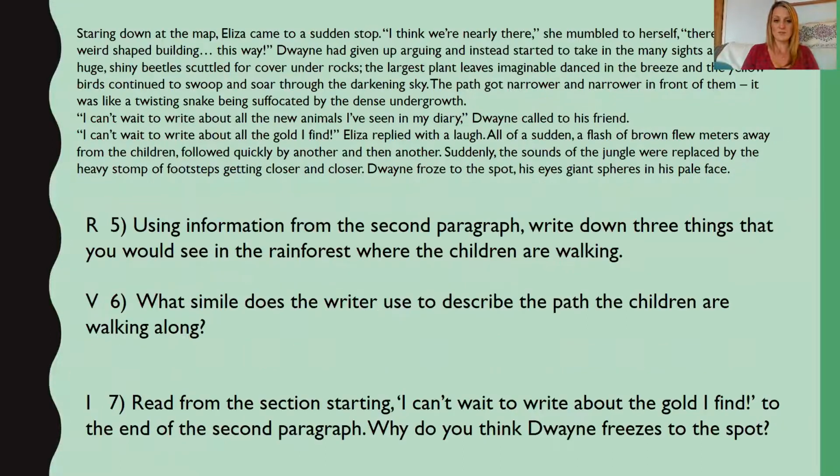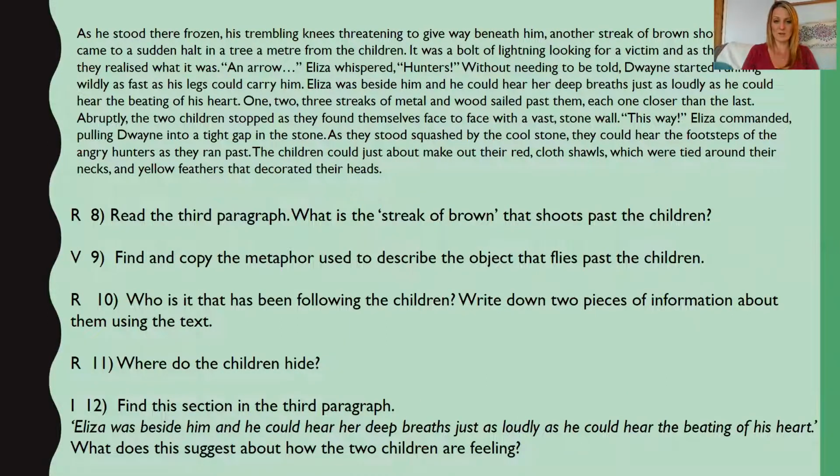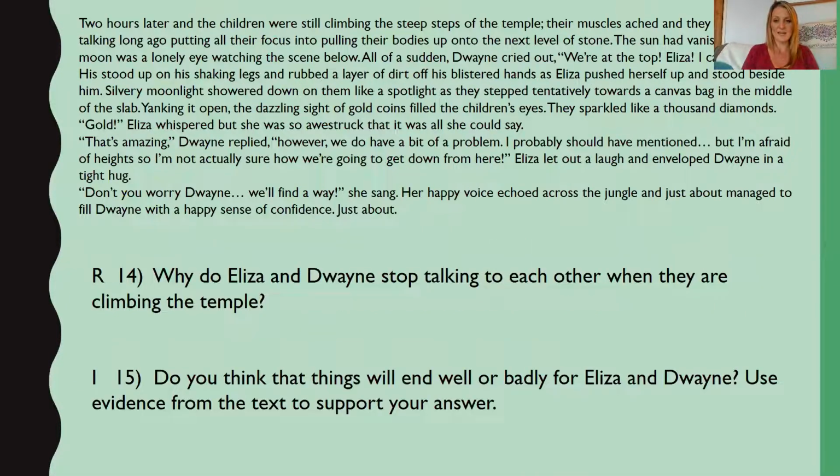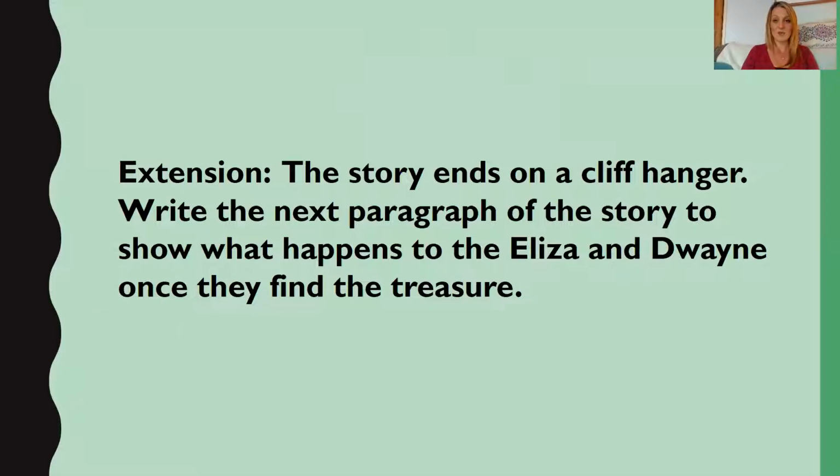Okay, so in the rest of this video, you can see there are the sections of the text and questions. And then at the end, there is an extension question if you want to do that. It says the story ends on a cliffhanger. Write the next paragraph of the story to show what happens to Eliza and Dwayne once they find the treasure. So a nice extension task for you to sink your teeth into if you get that far.